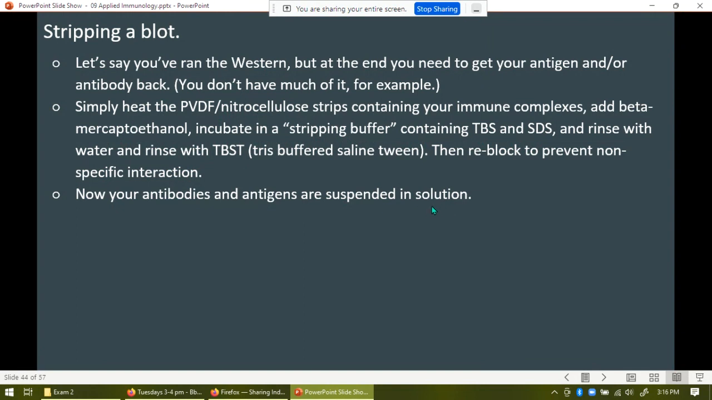Good luck separating them, but you can actually strip the blot, so that can be useful. I'm actually not 100% sure how you would separate the two, because you kind of just have everything all floating around in solution at that point, and it's going to be hard to isolate.